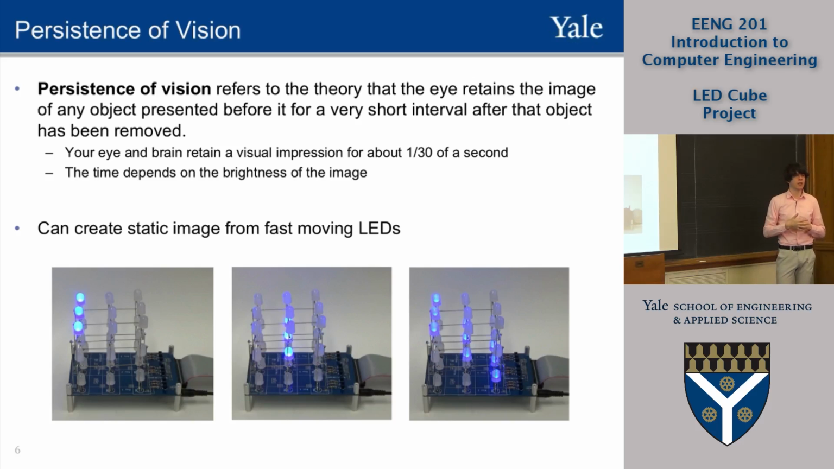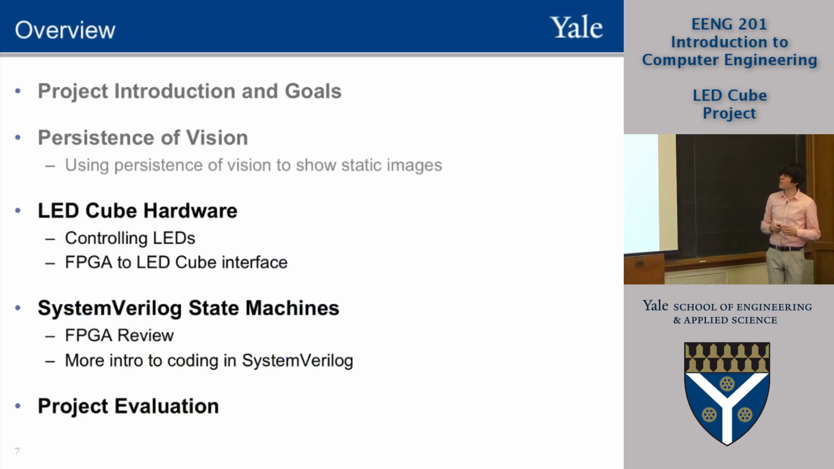I'll explain it shortly. It's basically to save on the number of wires that you have to send between the FPGA and the LED cube. But still, because of the persistence of vision, you can create an illusion that all these LEDs are on, even though at each instant they're not actually all turned on at the same time. So this is a very brief introduction to persistence of vision, but we'll use it in the design of the LED cube. And now I want to talk to you more about the LED cube hardware, and you'll soon see how the persistence of vision comes into this picture.